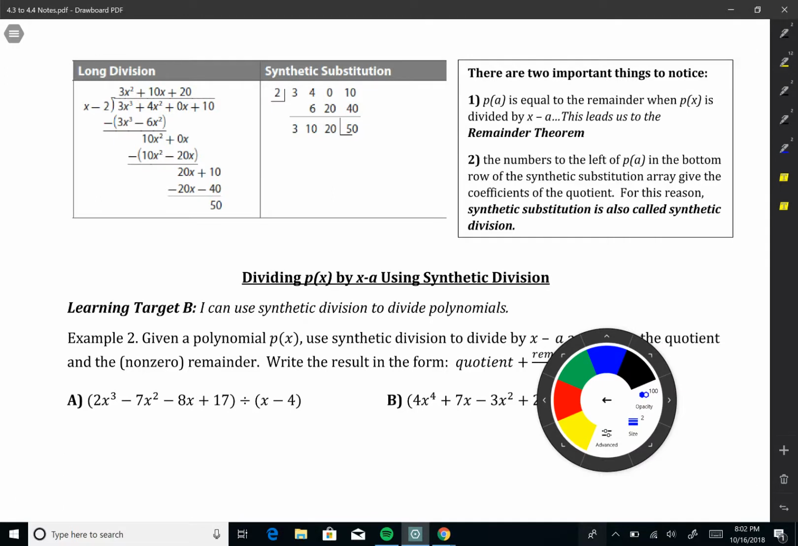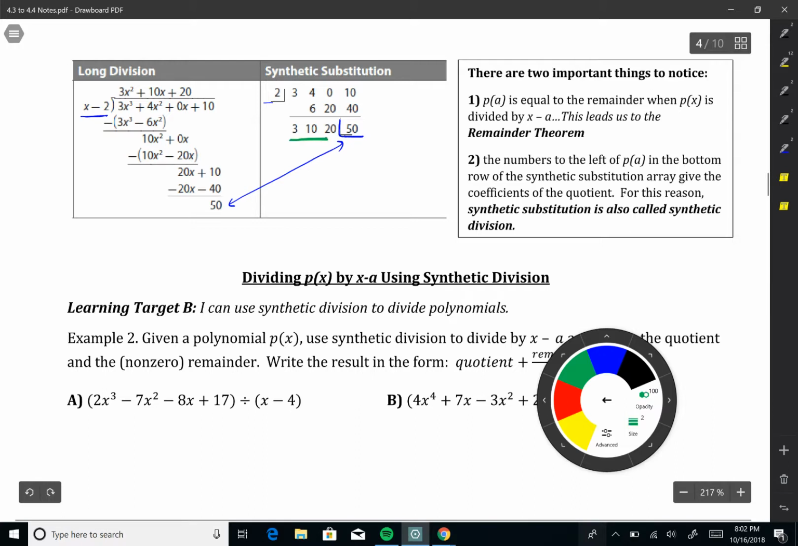So what we figured out, there are 2 important things to notice, is that P of A, which is our output in our synthetic substitution, is equal to the remainder when P of X is divided by X minus A. So here's X minus A, here's A. So these are the same, right? The other thing is that the numbers to the left of P of A, which would be these 3 numbers, give the coefficients of the quotient right there.